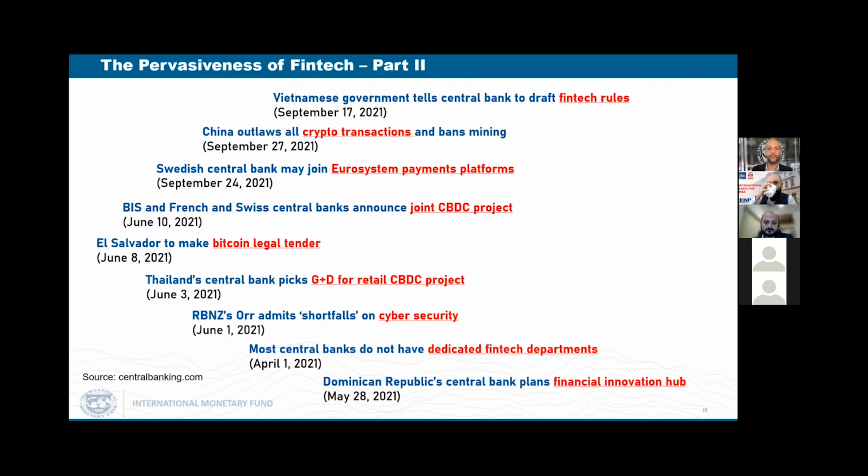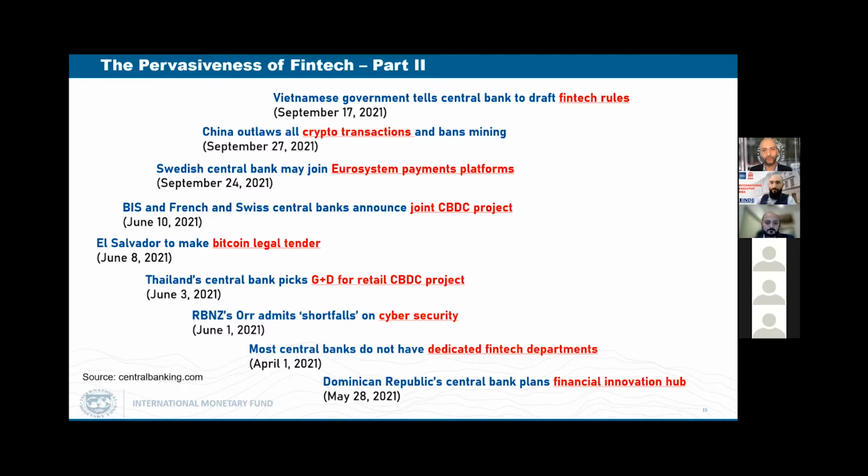It's really helpful if you want to keep updated on a day-to-day basis of central bank related fintech developments in every possible area. You can also see that other central banks like the Swedish central bank, who are well known for their CBDC project, might join the Eurosystem payments platform. You see experiments with central banks in the BIS on joint CBDC projects. Obviously, all of us have heard of El Salvador making Bitcoin legal tender, which I think is now the case also. And other issues like the RBNZ in New Zealand, the Reserve Bank admitting that they had a cybersecurity issue. Central banks deciding or not deciding to have fintech departments within their central bank or supervisor. And obviously a lot of authorities also developing financial innovation hubs.